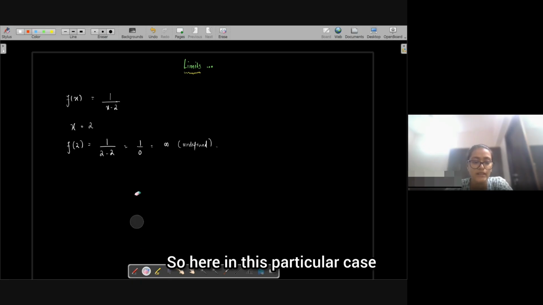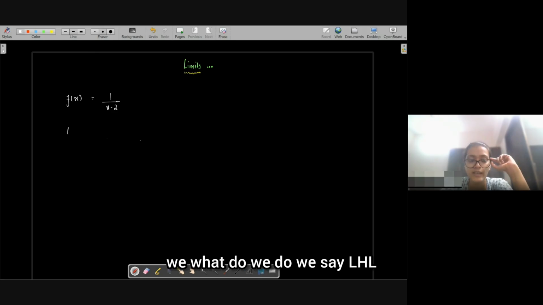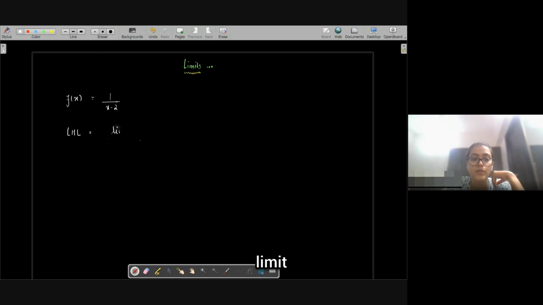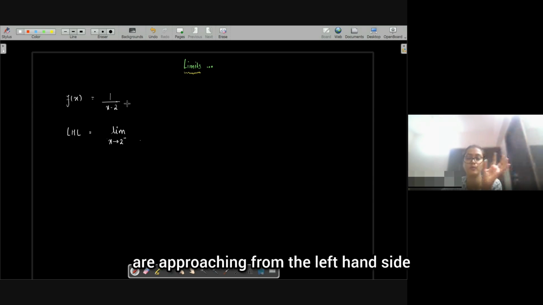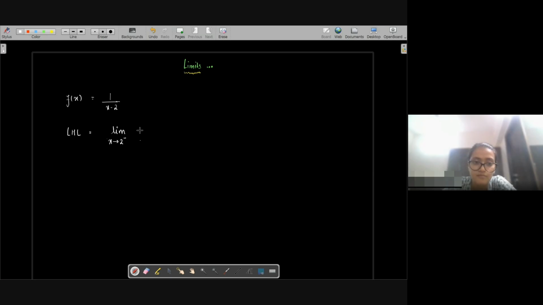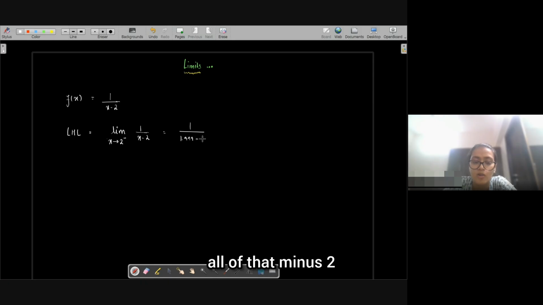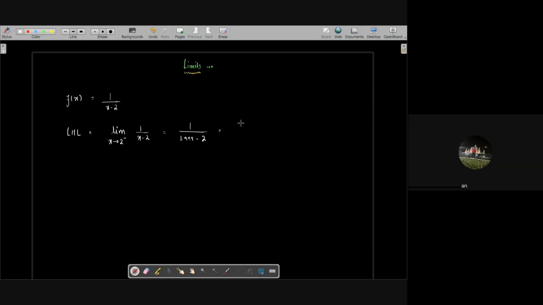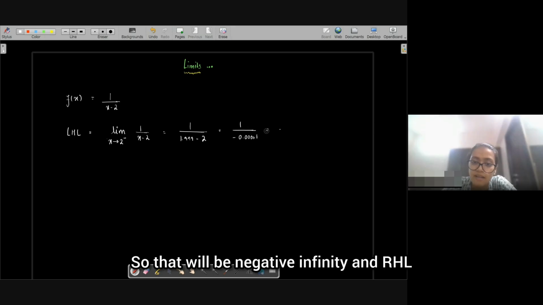So here in this particular case, for this function, we say LHL will be equal to the limit as x approaches 2 minus. 2 minus means we are approaching from the left hand side. So this will give you 1 over 1.99999 minus 2, so 1 over negative 0.00001. So that will be negative infinity.